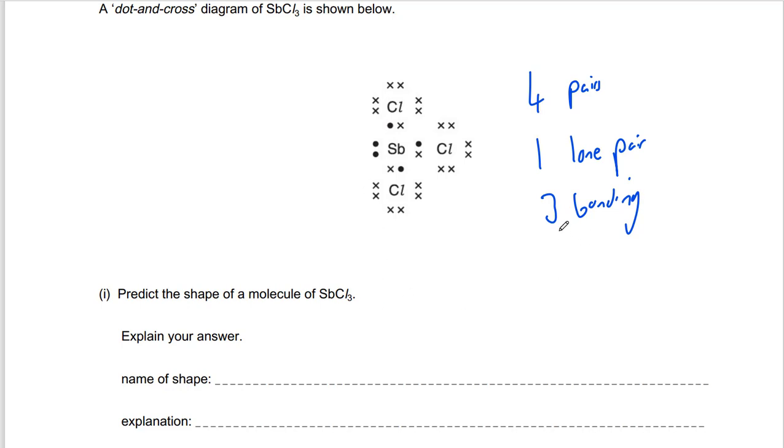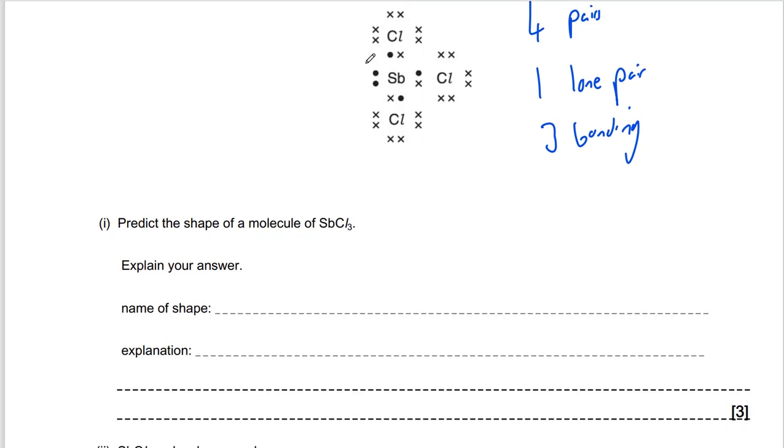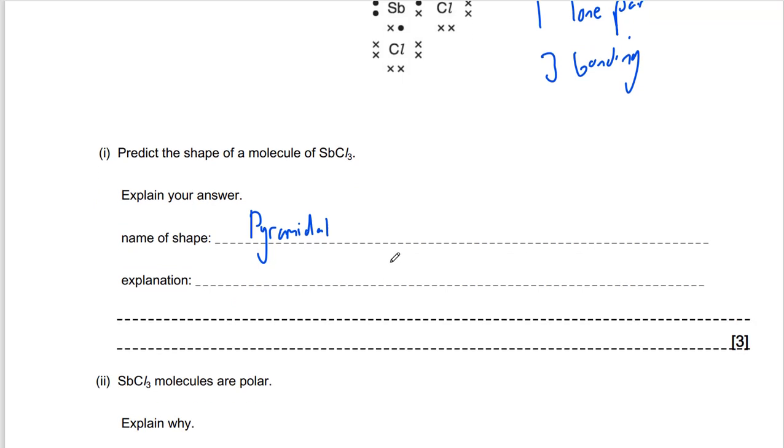So 3 bonding pairs and a lone pair, that means, well, first off, you've got 4 pairs, it means tetrahedral. 1 lone pair will change it slightly because of the extra repulsion, and so the shape is going to be pyramidal and not tetrahedral. Now the explanation is the same explanation that you would give if I asked you what the bond angle was. The explanation is always the same, and you should always write the same things.